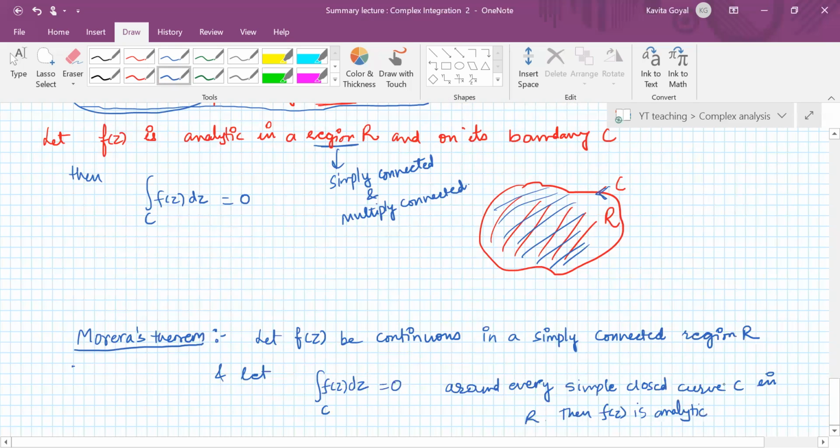Can you see how this is the converse? Cauchy's theorem says if f(z) is analytic, then the integral along C is 0. Morera's theorem says if the integral along every simple closed curve is 0, and obviously f(z) is continuous because otherwise the integral may not be defined, so you put the continuity condition first, then you can conclude that f(z) is analytic. Minal, clear hai? Yes, ma'am.